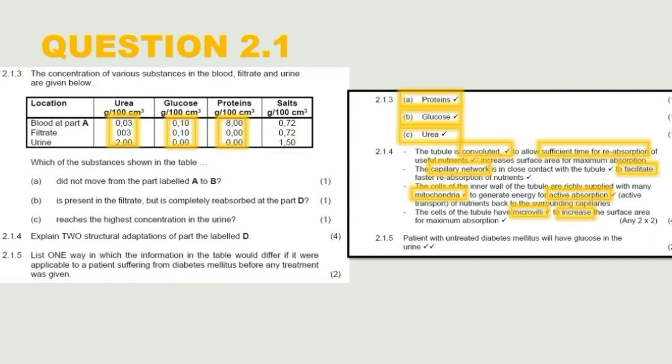Then 2.1.5 lists one way in which the information in the table would differ if it were applicable to a patient suffering from diabetes mellitus before any treatment. So the biggest thing here is that the person with diabetes mellitus will have large amounts of glucose present in the urine.